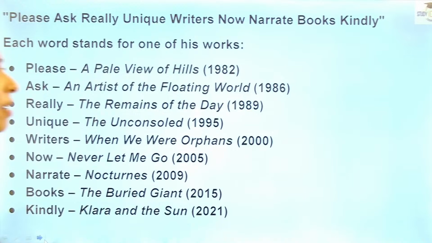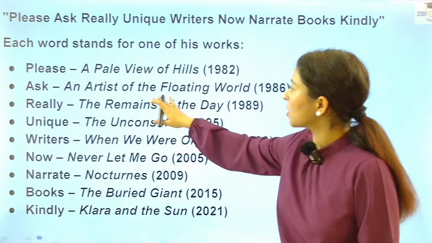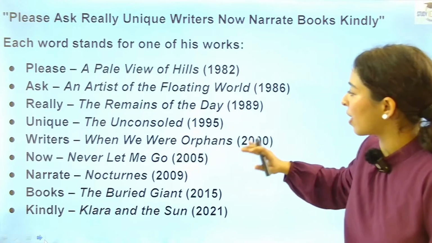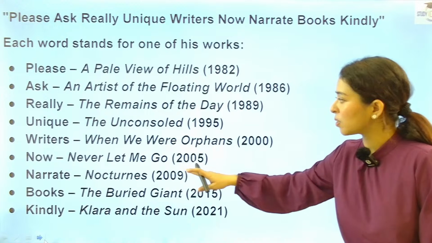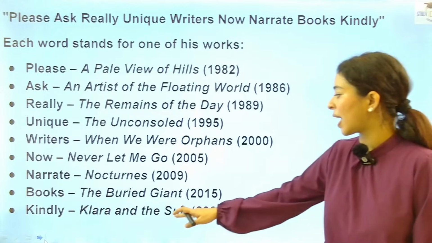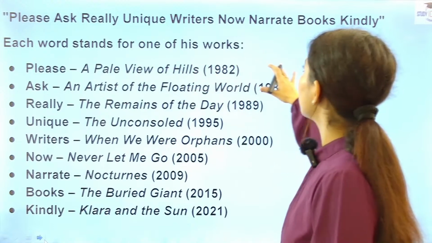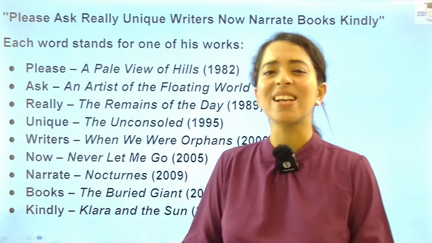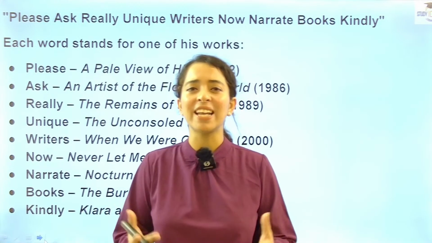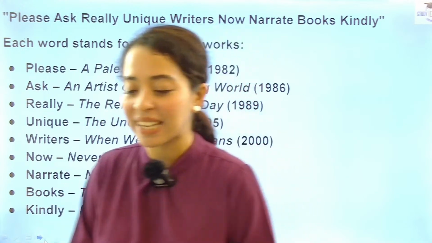Okay, so guys, what is the mnemonic for Kazuo Ishiguro? A Pale View of Hills, 1982, An Artist of the Floating World, 1986, The Remains of the Day, 89, The Unconsoled, 95, When We Were Orphans, 2000, Never Let Me Go, 2005, Nocturnes, 2009, The Buried Giant, 2015, Clara and the Sun, 21. Okay, so the mnemonic is: Please ask really unique writers now narrate books kindly. Very simple. Why? Because we are living in such difficult times, so tell stories politely and nicely. Okay, so these are the mnemonic sentences that were there.